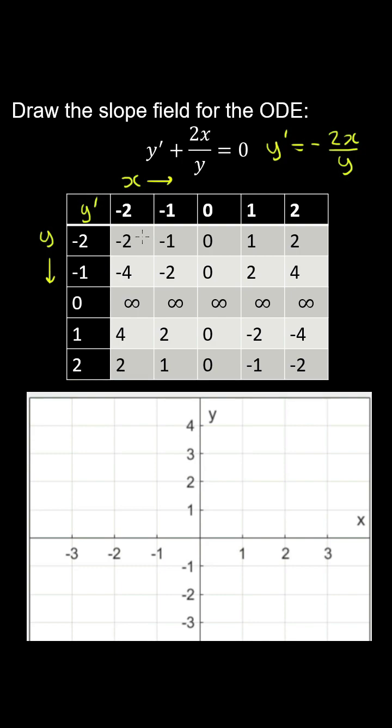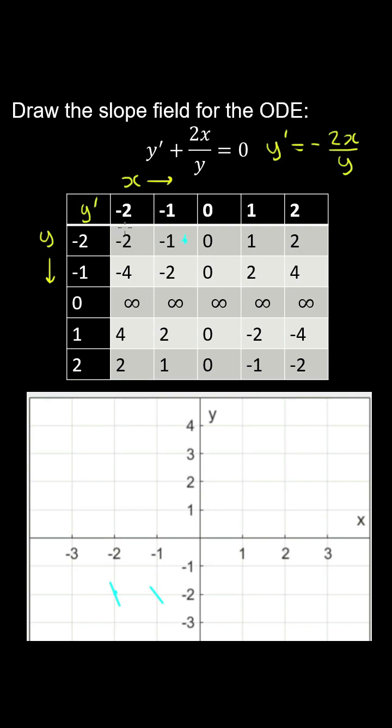So for example, at x equals minus 2 and y equals minus 2, the slope is negative 2. So it will look something like this. And at x equals minus 1 and y equals minus 2, the slope is negative 1. So it looks something like this.